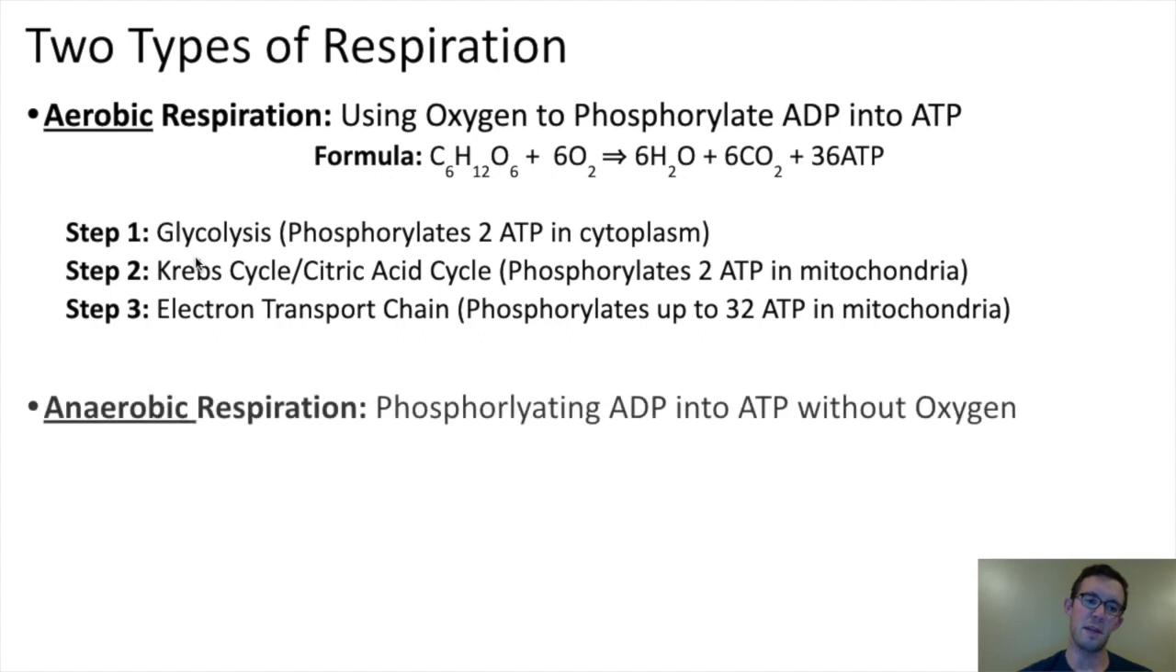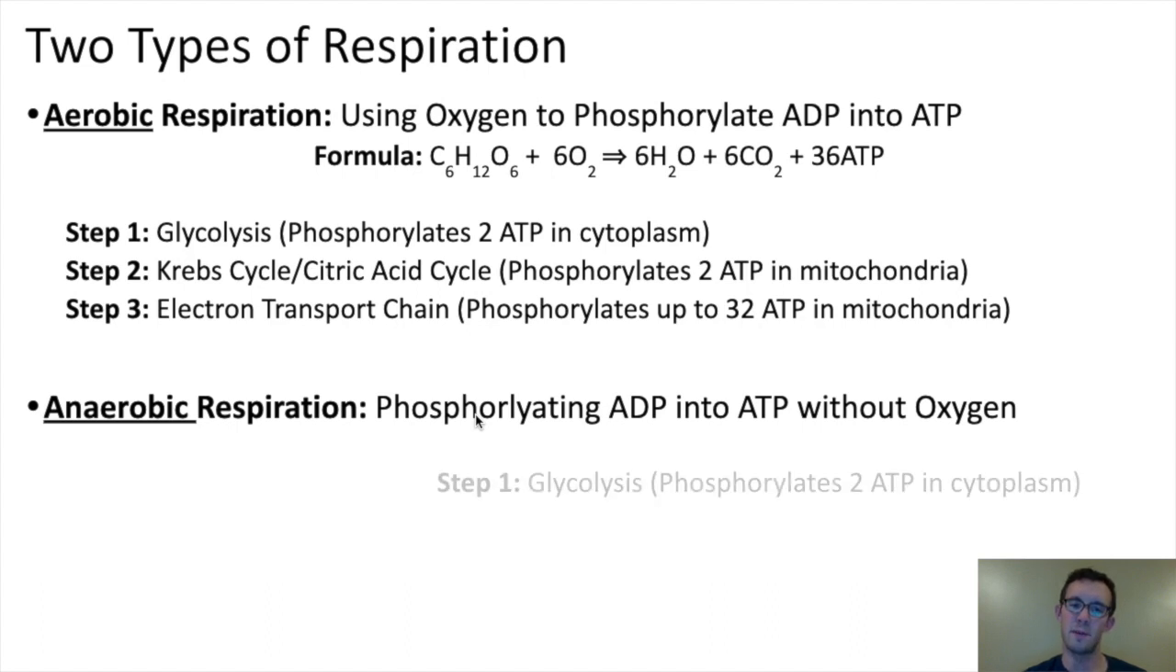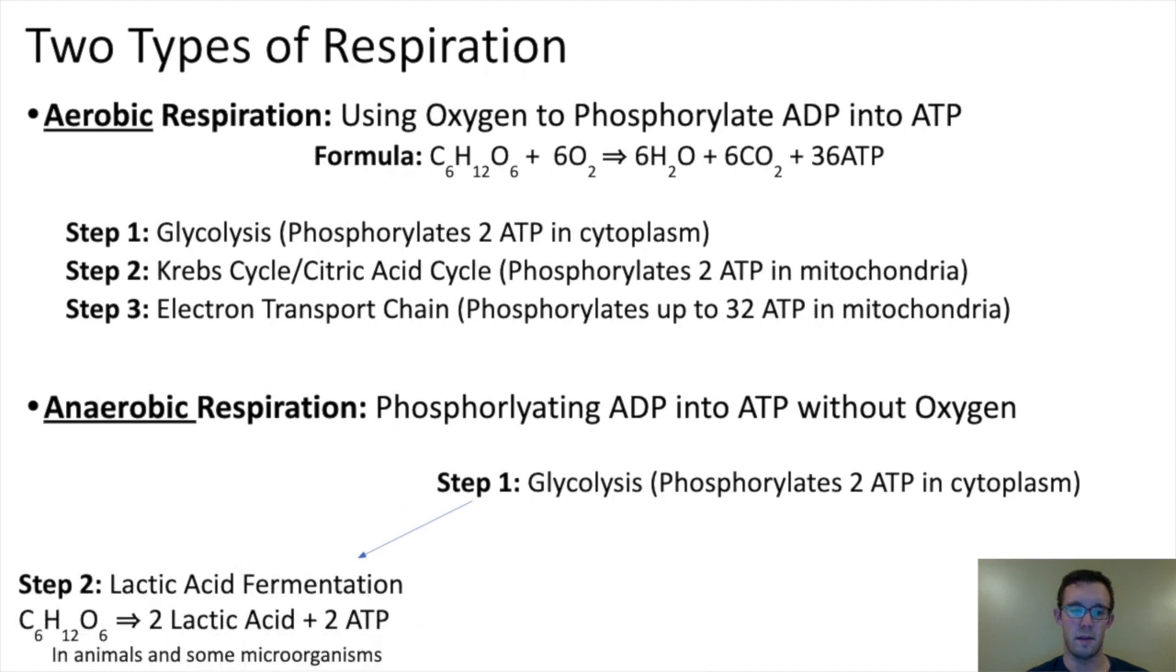The other type of respiration is anaerobic respiration, which is phosphorylating ADP into ATP without the use of oxygen. Anaerobic respiration starts with the same step as aerobic respiration, glycolysis. But without the presence of oxygen, our body can't break down glucose past this step. So instead, it will do lactic acid fermentation, which produces the waste molecule lactic acid.